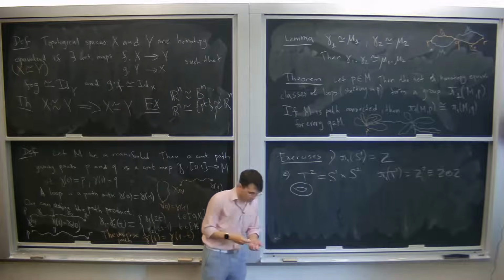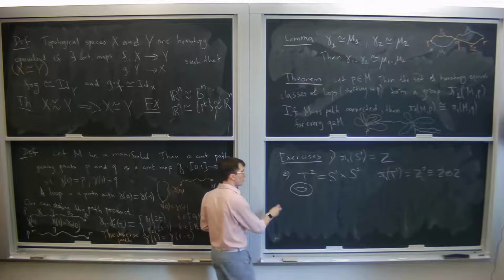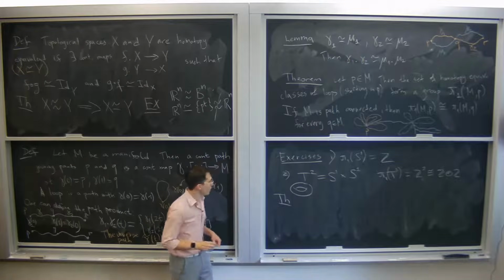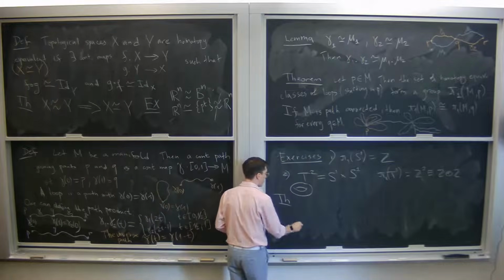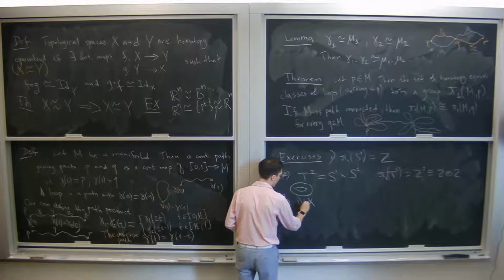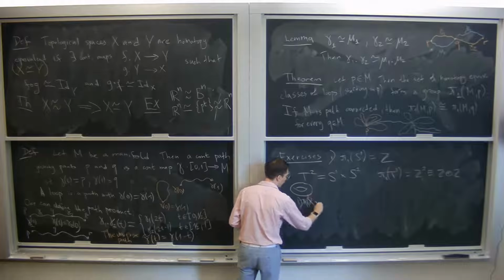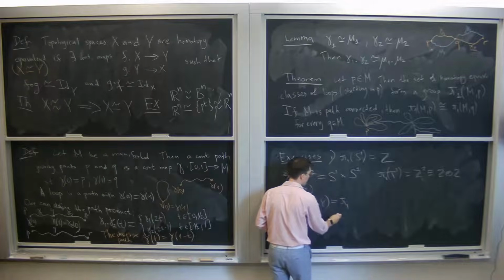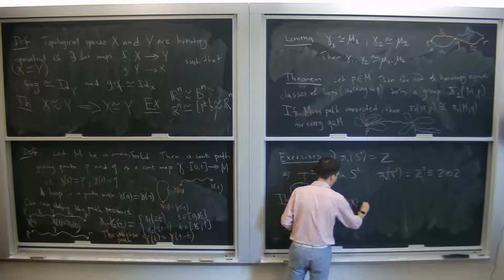In fact, this is based on something which I didn't mention, the following fact, which is also quite fundamental: if we have the direct product, then pi1 of the direct product is just isomorphic to the direct product of the pi1s.